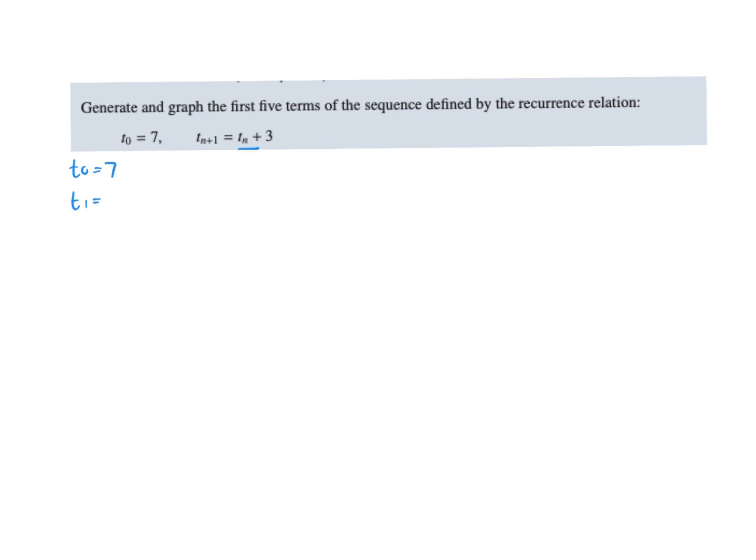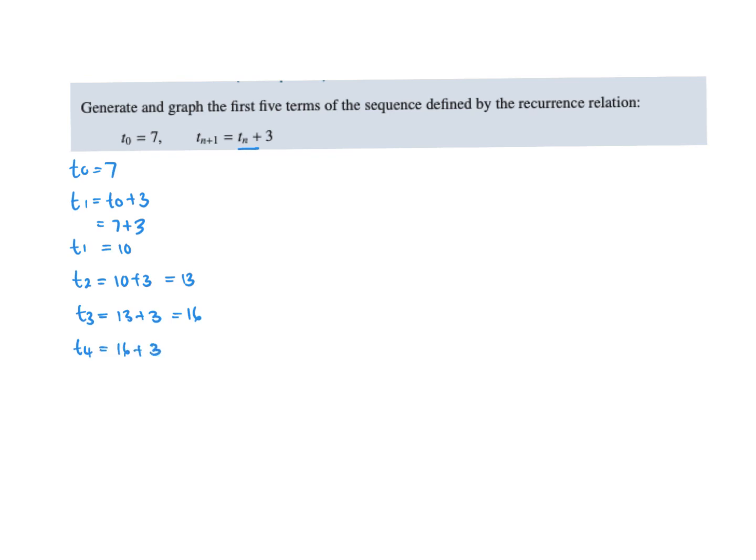I take the one before, which would have been T0, and I add 3. So it'd be 7 plus 3, so T1 is equal to 10. And then T2 would be 10 plus 3, which equals 13. Then T3 will equal 13 plus 3. So you have to write all this working out. I know it's very easy maths in your head, but you have to write it out. That's what a recurrence is, they want to see it stepped out like that.